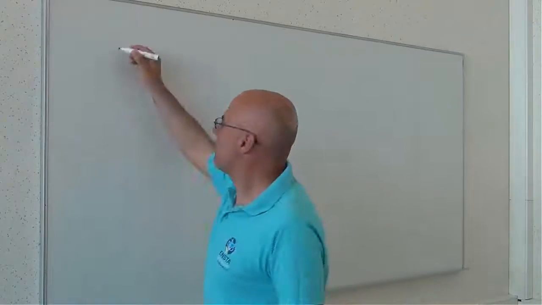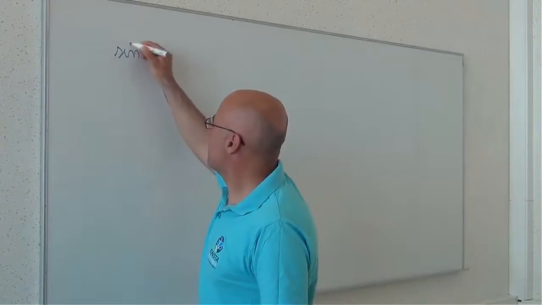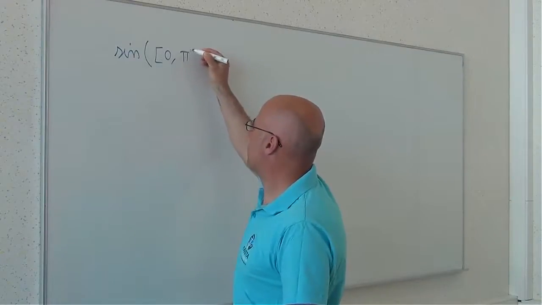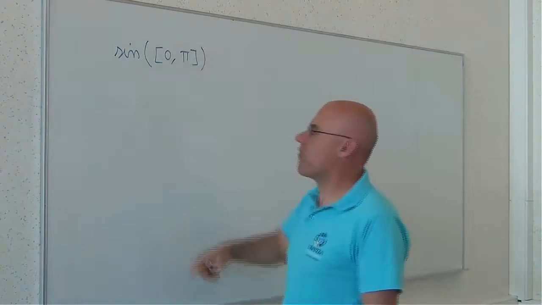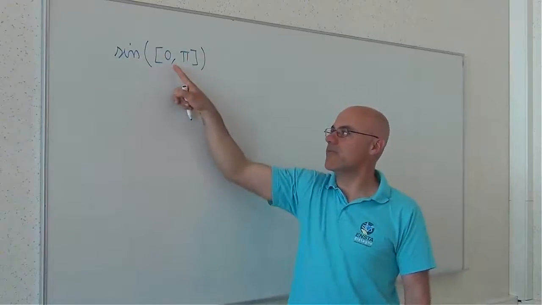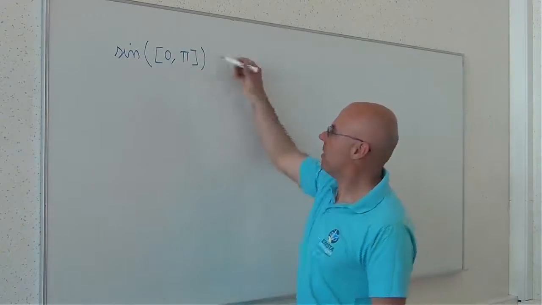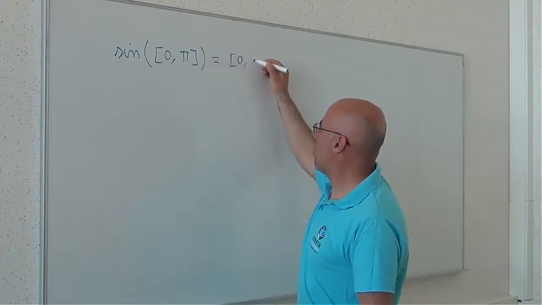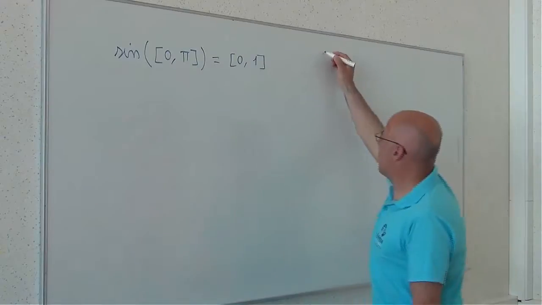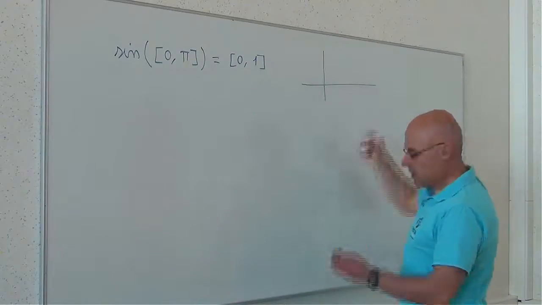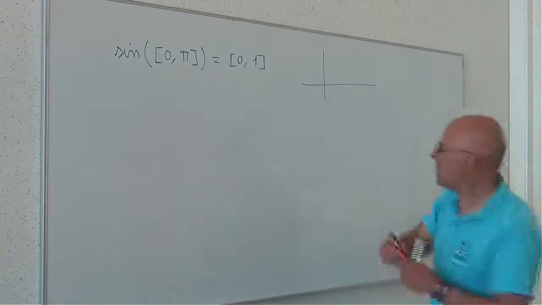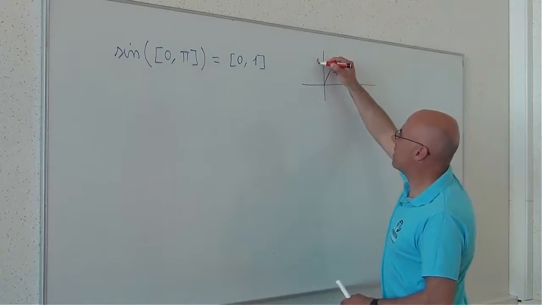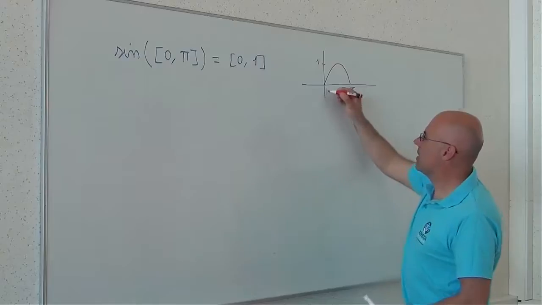Consider, for instance, the sine of the interval [0, π]. Of course, it is not sine of 0 and sine of π. It will be here [0, 1], as we can easily understand if we look at the graph of sine on [0, π].